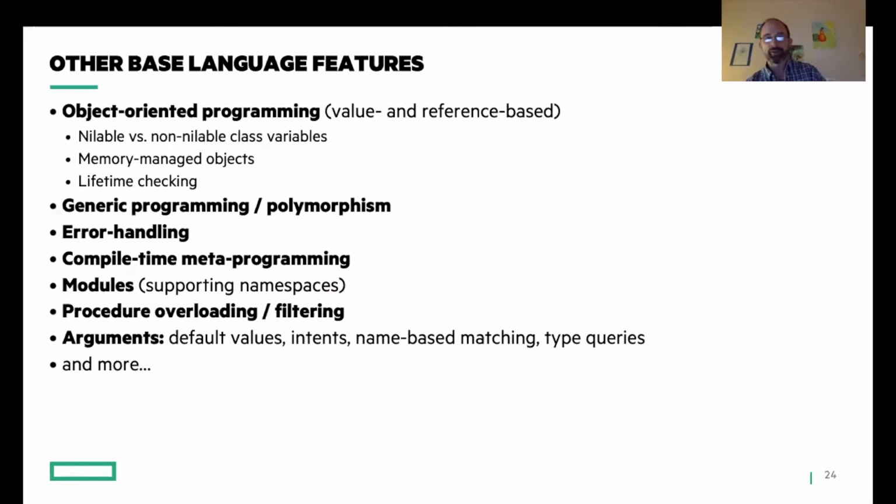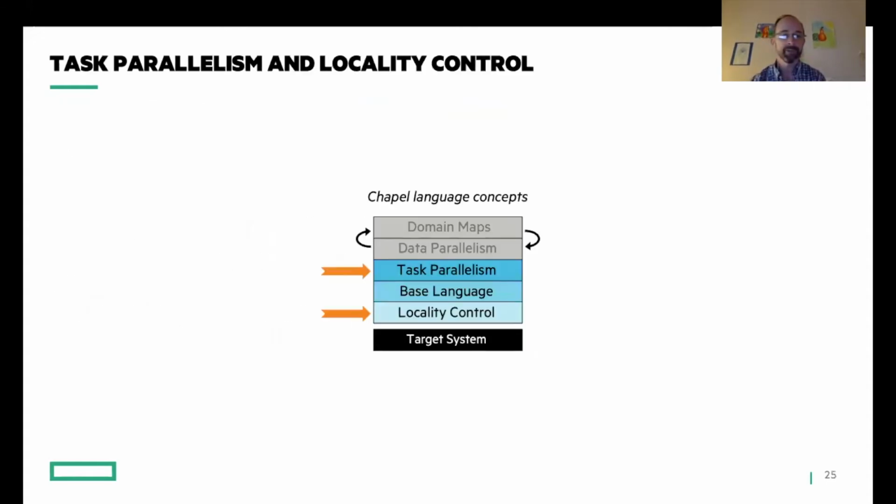I just want to note before going on, the base language is kind of huge. We could spend a full day talking about base language features and how we compile them. Because to be a modern language and to be adopted, you need things like object-oriented programming, generic programming, error handling, compile time metaprogramming, and so on and so forth. I would just want to say that Chapel has all those things, but I won't be talking about those today because they're not the things that make Chapel unique. So instead, let's go on to some things that do make Chapel unique.